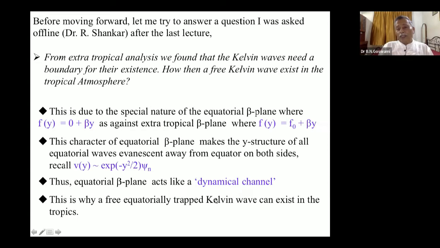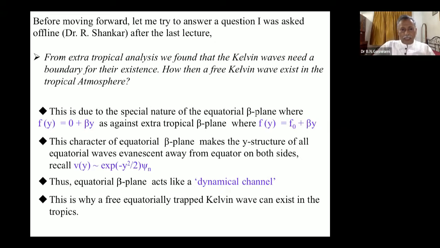But the same thing is not possible in the extratropics, because this kind of dynamical channel is not possible. Around the center, on one side f will be decreasing and on the other side f will be increasing, and this kind of thing will not happen. So that is, I think, an important point that needs to be remembered in general.